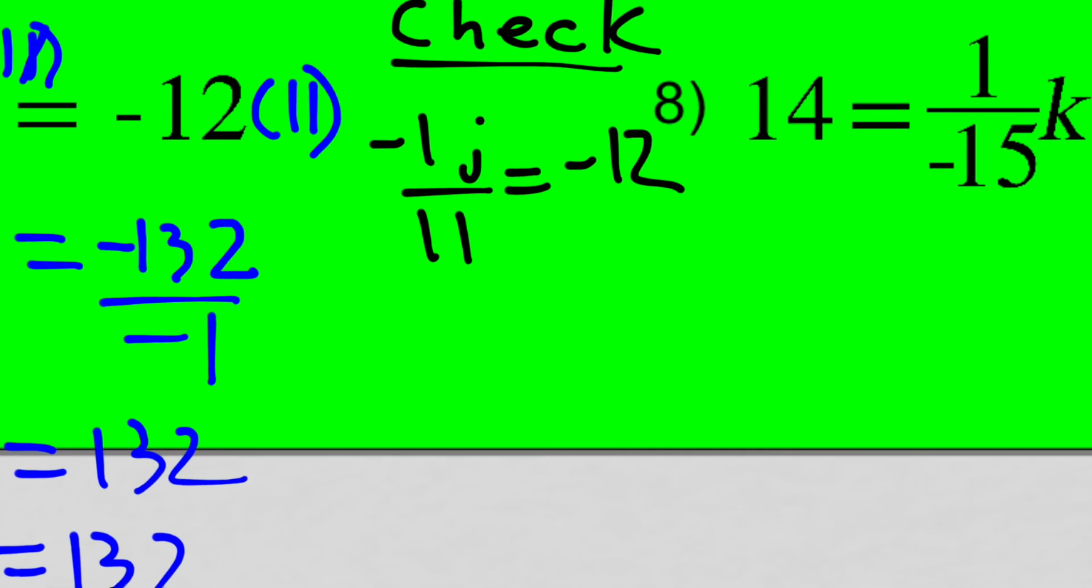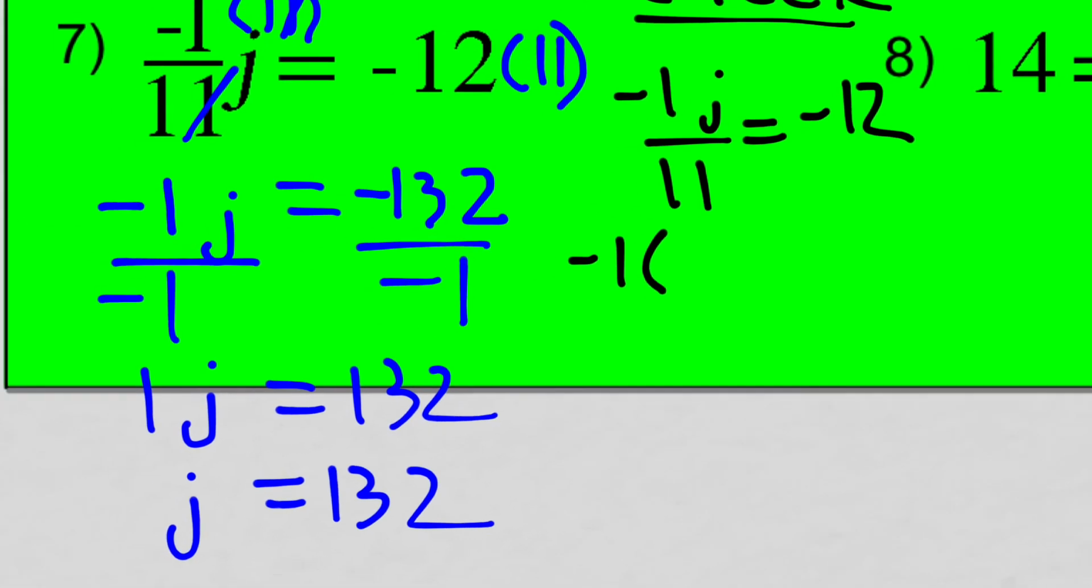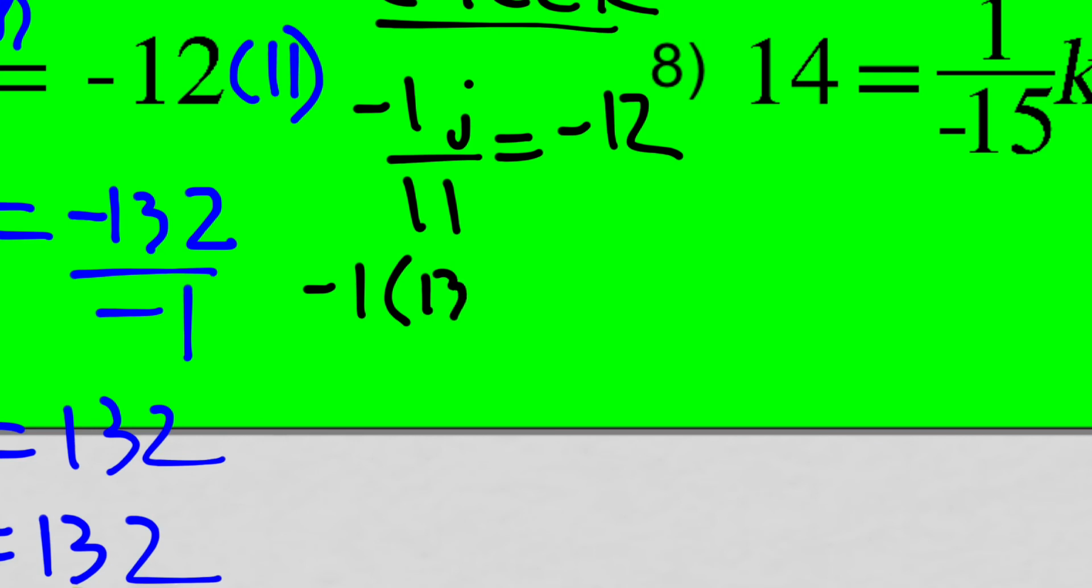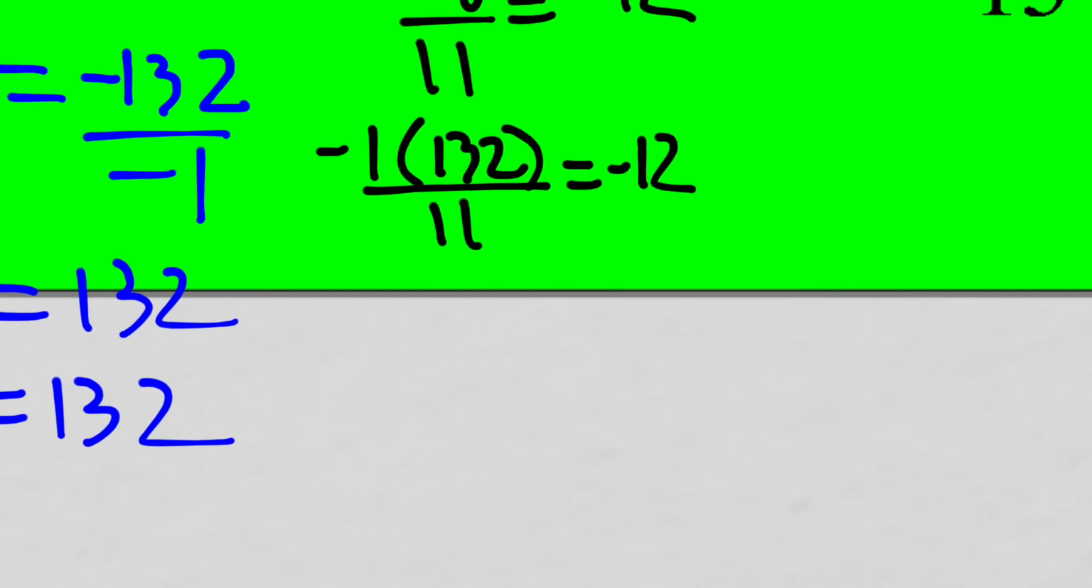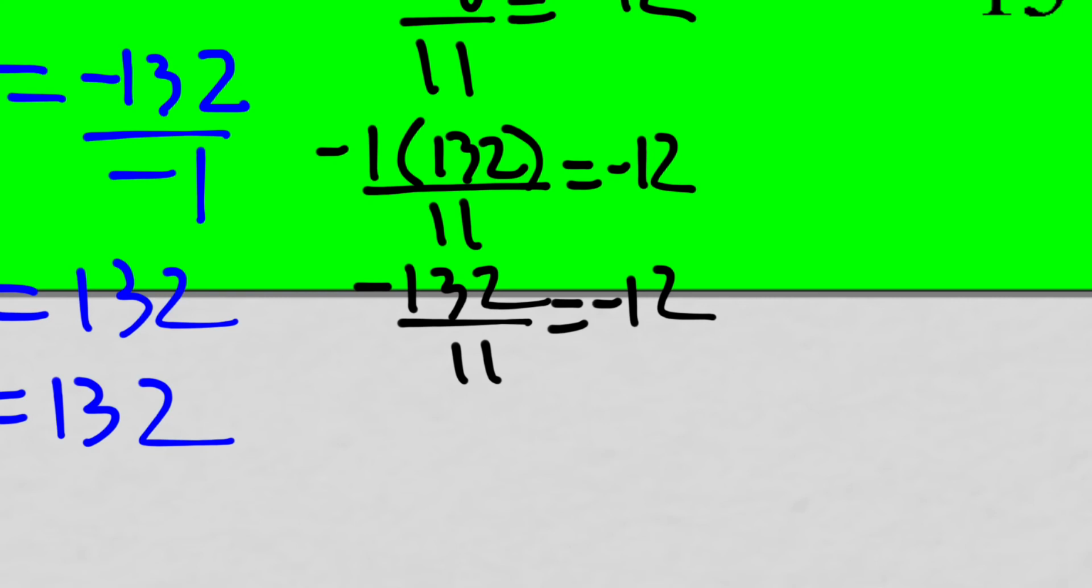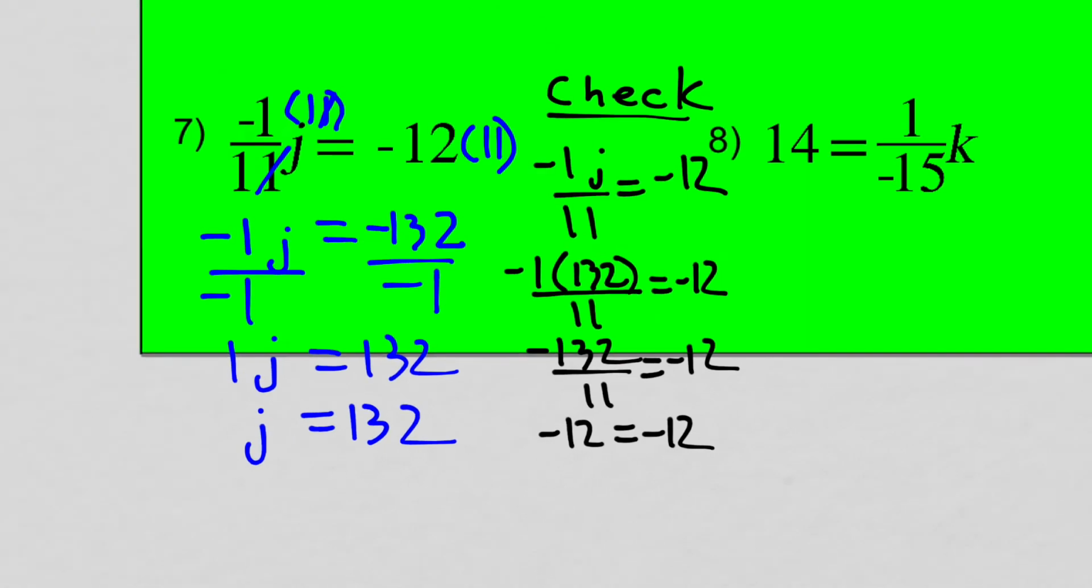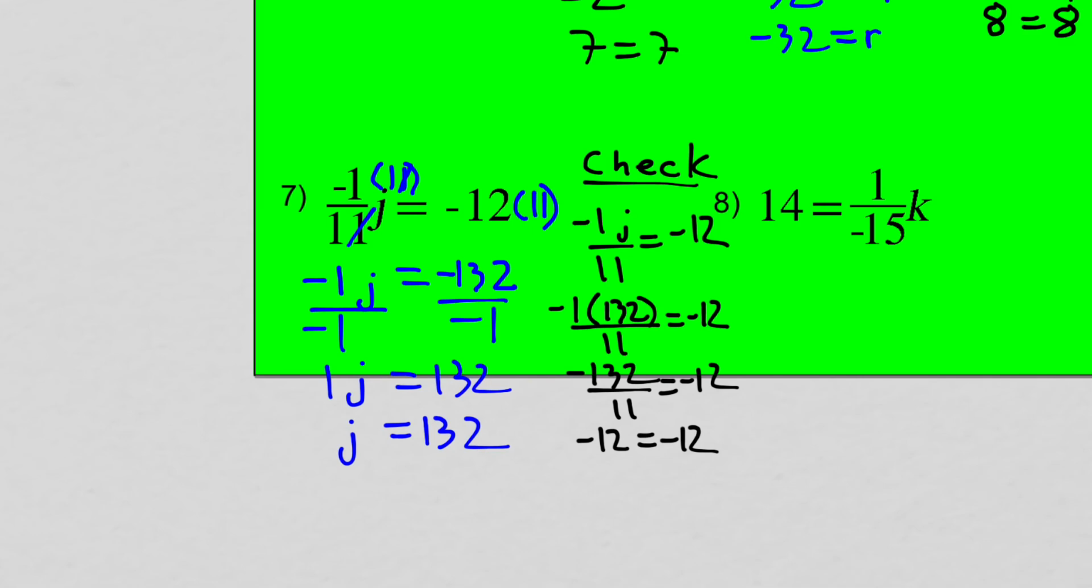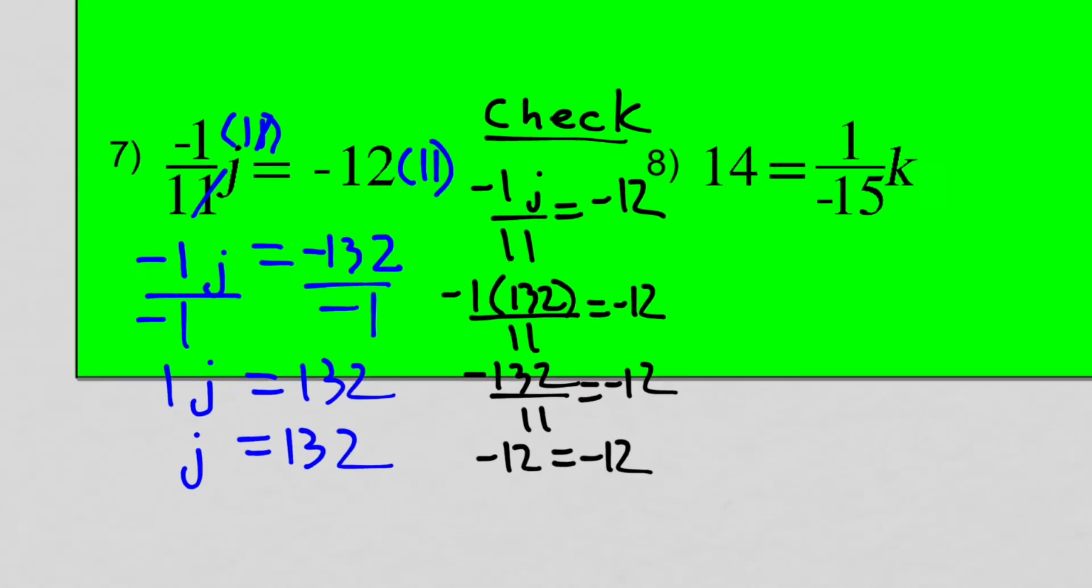Replace the j with 132, so it's like negative 1 times 132 over 11 equals negative 12. Now, negative 1 times 132 is negative 132 over 11 equals negative 12. And that's negative 12 equals negative 12. A lot of stuff there. Okay, the last one.